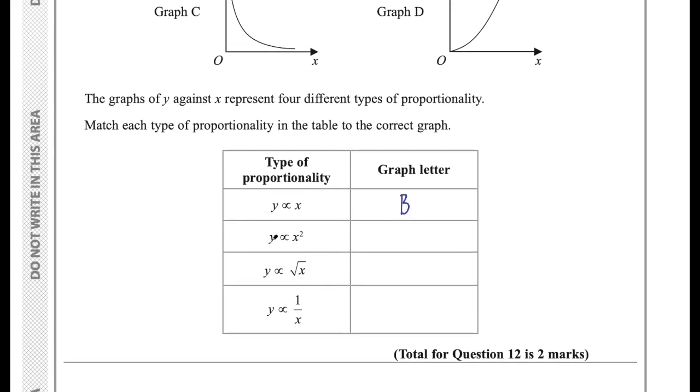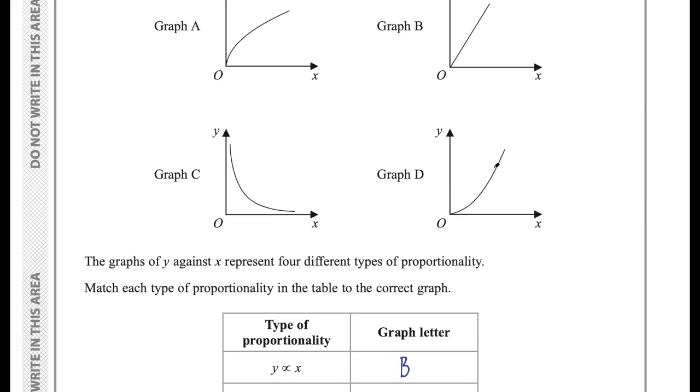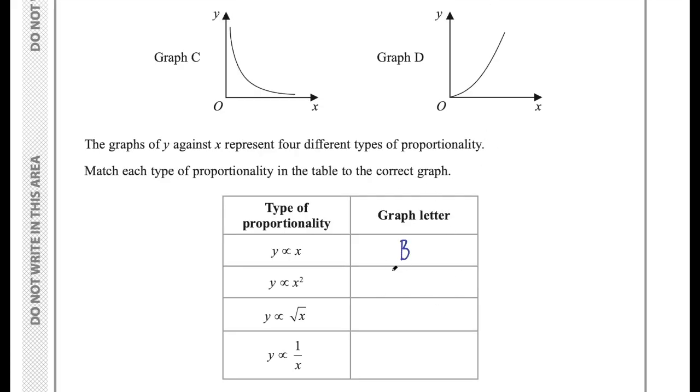The next one is y directly proportional to x squared. This is a quadratic. Hopefully you know what the graph of a quadratic looks like. That will be graph D here. So we put a D in here in our table.